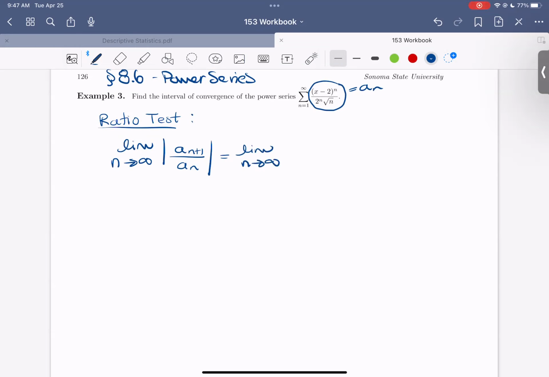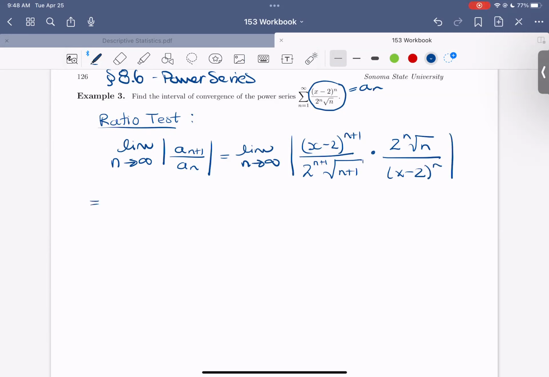So if we're looking at the n plus 1 term, we have (x minus 2) to the n plus 1 over 2 to the n plus 1 square root of n plus 1. So I'm going to multiply by the reciprocal of a sub n. So that would look like 2 to the n square root of n in the numerator divided by (x minus 2) to the n in the denominator. So now let's go ahead and take a look at what can cancel for us.